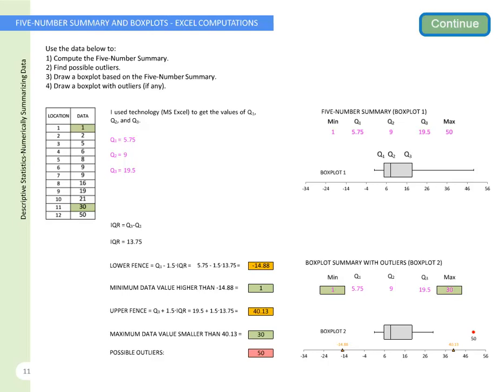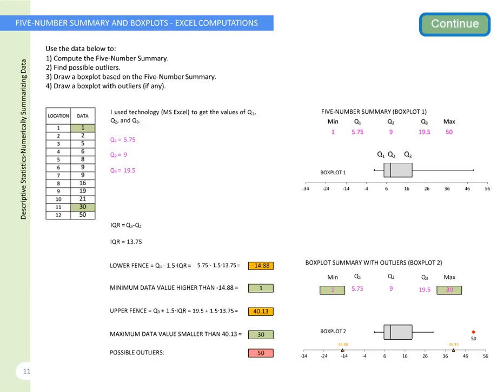The lower fence and the upper fence create an interval, in our case -14.88 to 40.13. Data values outside this range are possible outliers. For the given data, the possible outlier is 50. On box plot 2, the box plot with outliers, the lower whisker goes from the first quartile to 1, the minimum data value within the fences. The upper whisker goes from the third quartile to 30, which is the maximum data value within the fences.